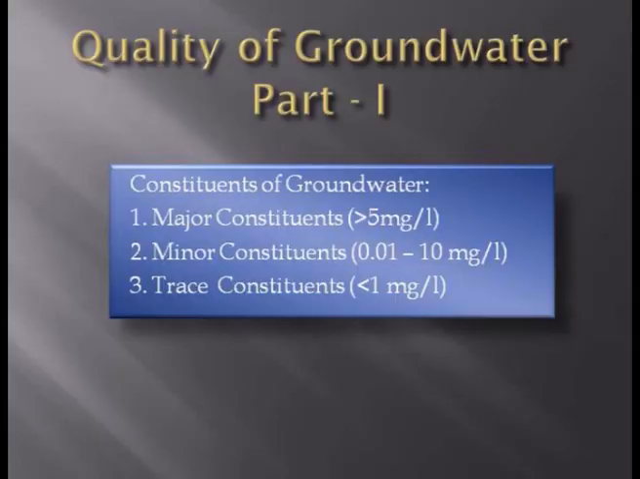Major constituents are generally greater than 5 milligram per liter, minor constituents 0.01 to 10 milligram per liter, and trace constituents are present at less than 1 milligram per liter in the water. You can see the list, these constituents are given in the list: major cations, anions, and trace constituents. So, these are the constituents present in the water.